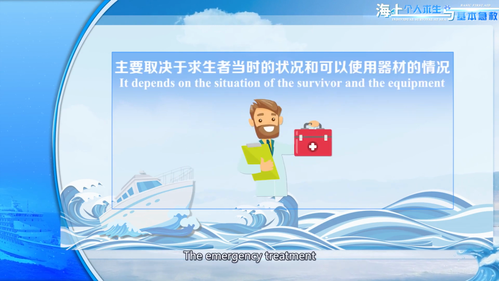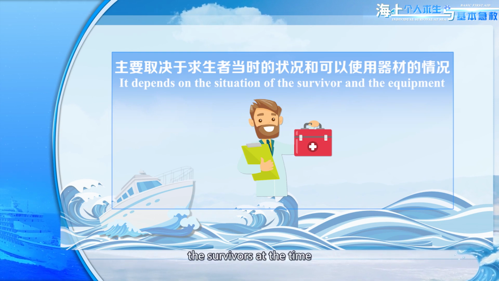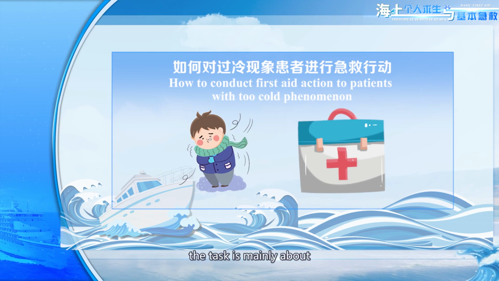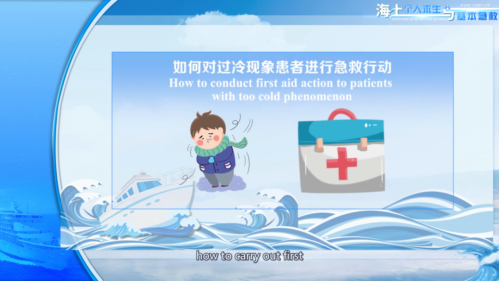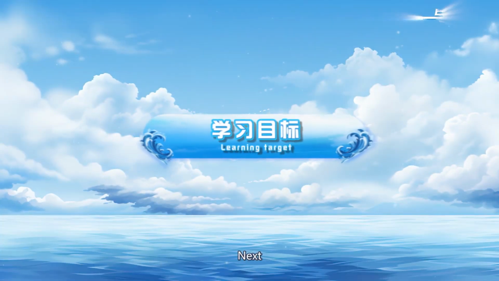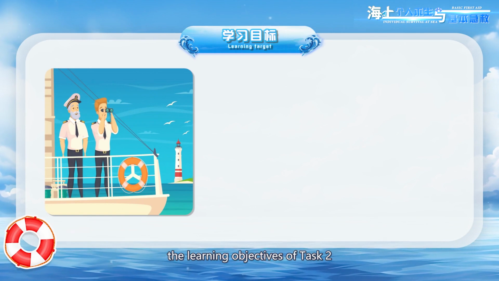The emergency treatment for overcooled patients mainly depends on the condition of the survivors at the time and the equipment that can be used. Therefore, the task is mainly about how to carry out first aid action for patients with overcooling. Next, let's familiarize ourselves with the learning objectives of Task 2.